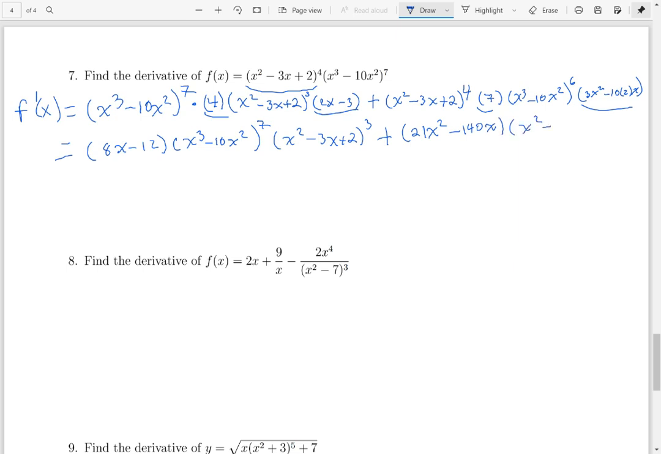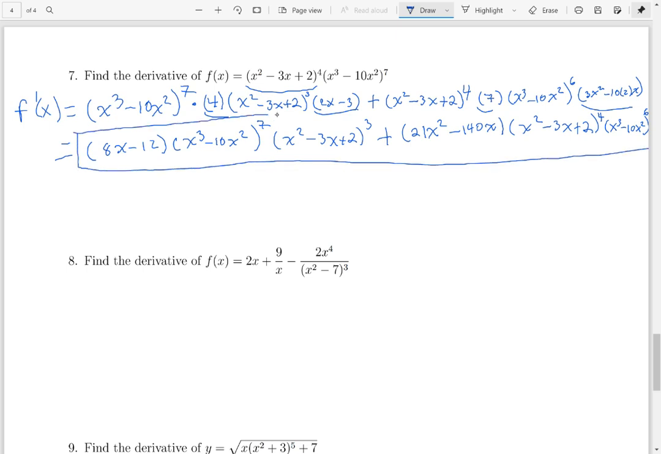times x squared minus 3x plus 2 quantity to the 4th times x cubed minus 10x squared quantity to the 6th. And I'm going to say that there might be something else we could simplify, but I'm not concerned with it. And so there we are. That's the derivative.